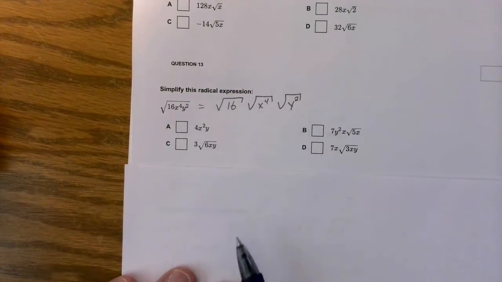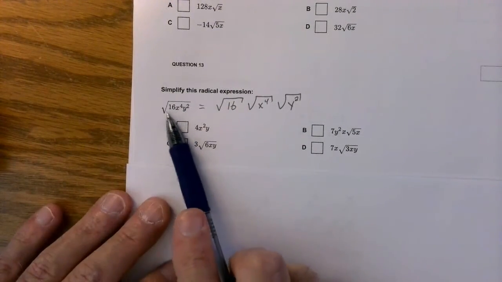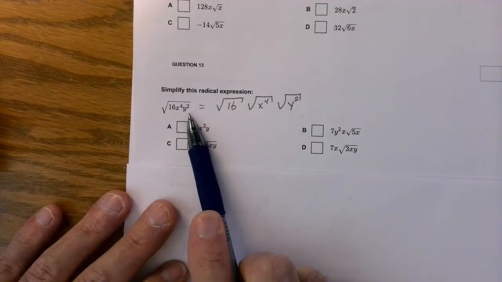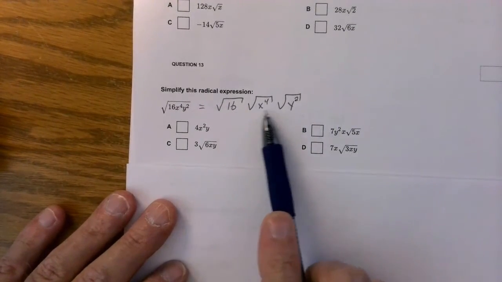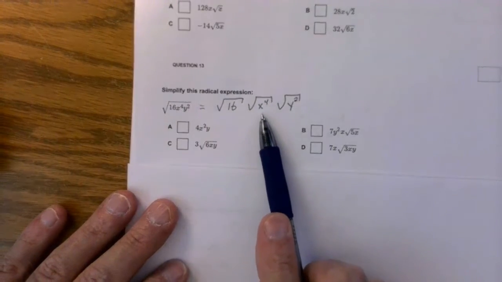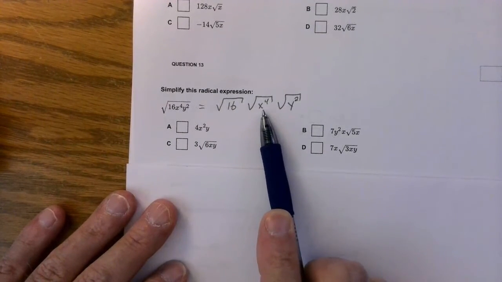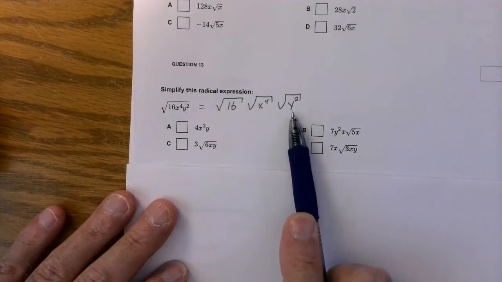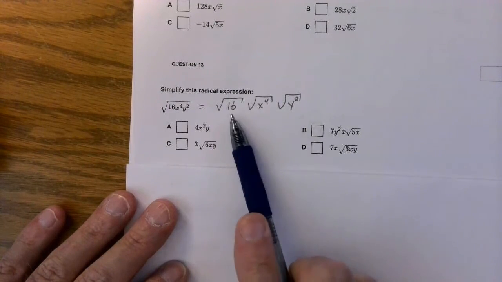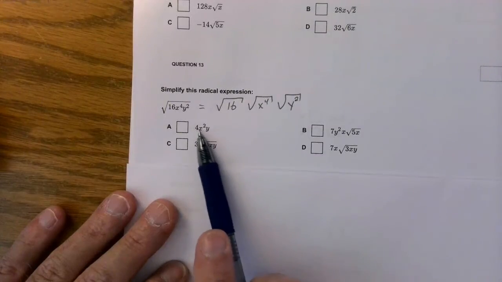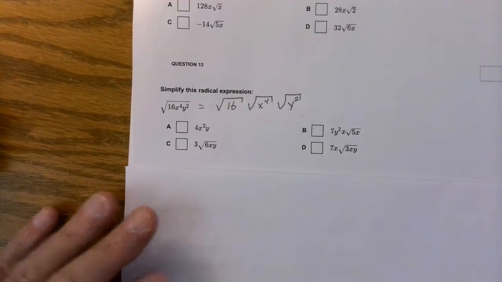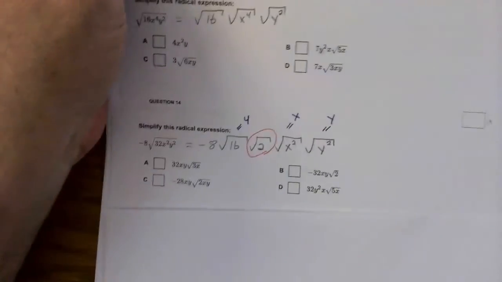Number 13. Guys, this whole thing is a perfect square. Square root of 16 is 4. Right? The square root of x to the 4th is x squared. And the square root of y squared is y. So the house disappears. There's no house. Okay, that one right there is no house. All right? Last one.